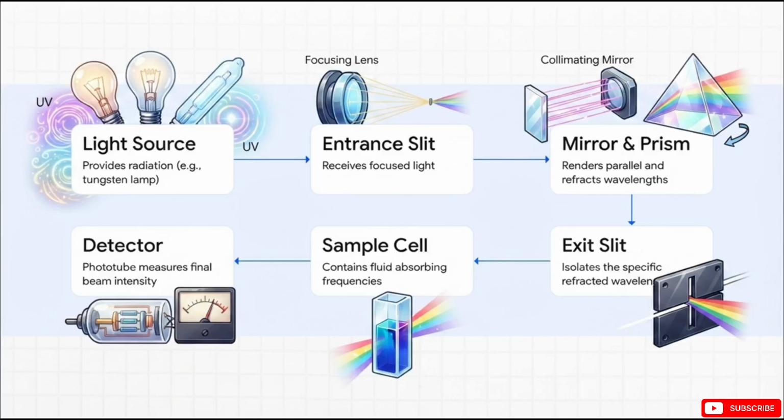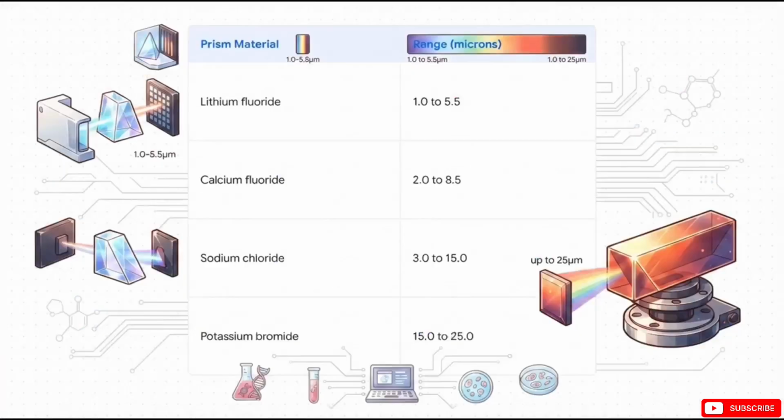Step 4. By physically rotating that prism, we can aim one highly specific wavelength directly at the exit slit. Step 5. This isolated wavelength passes through our sample cell, which contains the actual fluid we are analyzing. And finally, Step 6. A phototube detector measures the intensity of the beam that actually made it through. By comparing the light intensity before and after it hit the sample cell, we know exactly how much of that specific wavelength was absorbed.